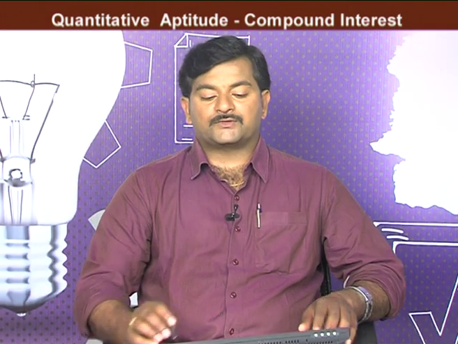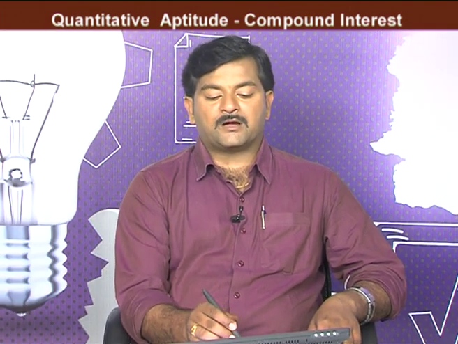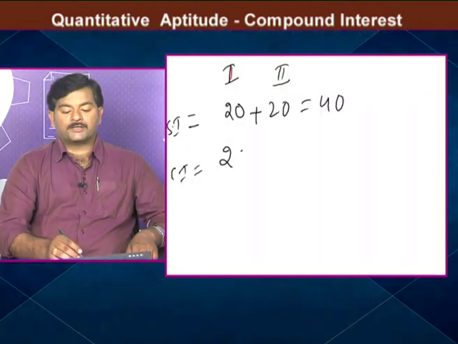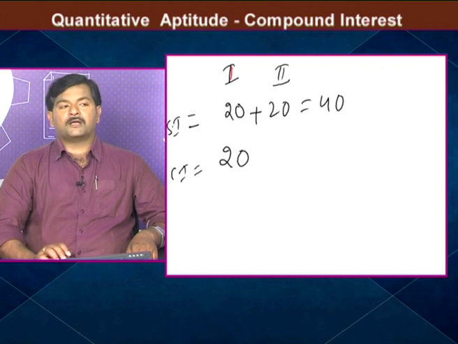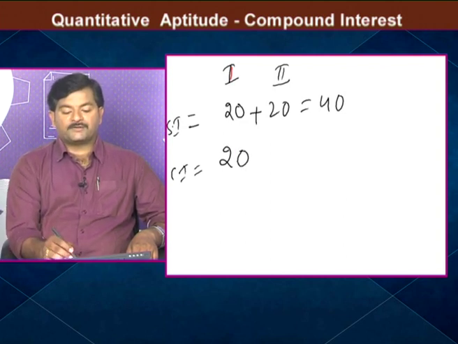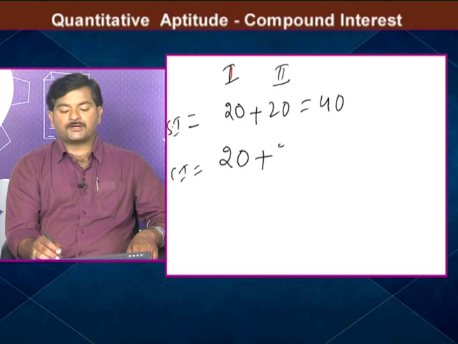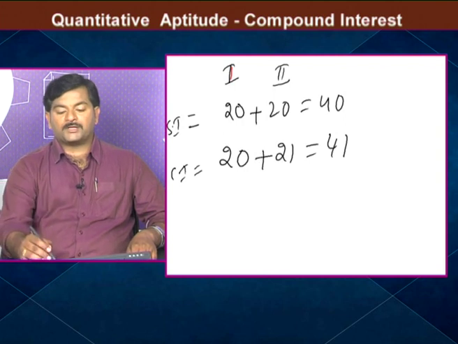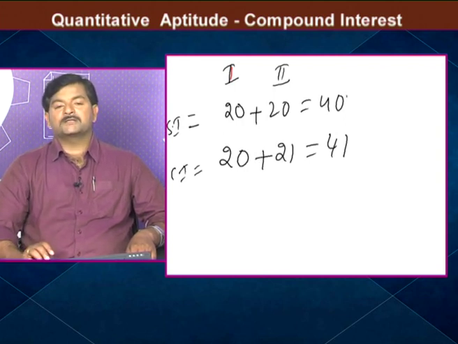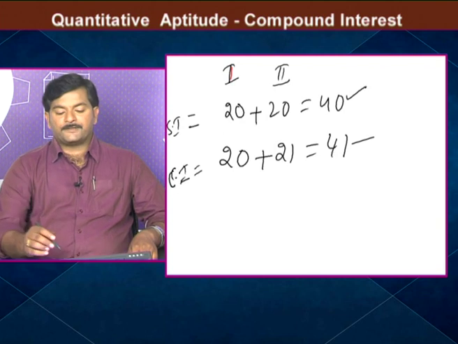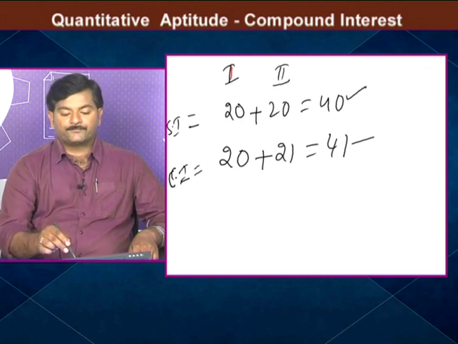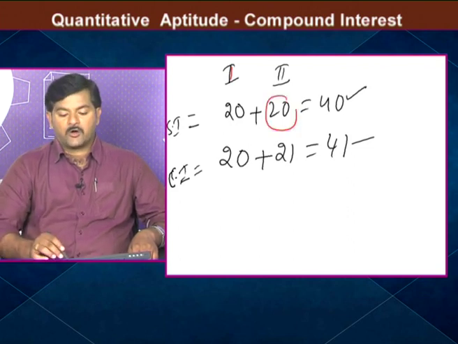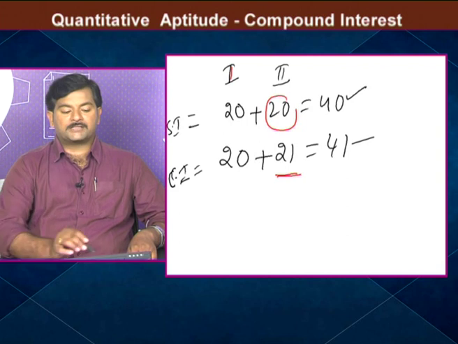For the first year there is no difference between simple interest and compound interest. So my first year compound interest must be 20. If it is 20, then this must be 21. 20 plus 21 is 41. So that is 2 years simple interest and 2 years compound interest. For the second year, on this 20 rupees, how much extra am I getting? 1 rupee extra.